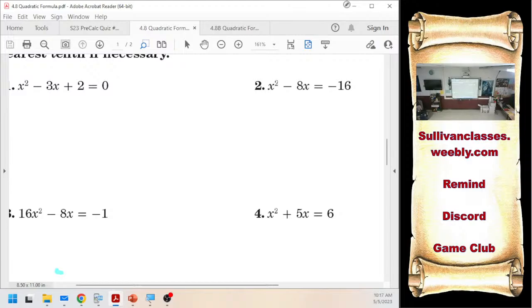So would it be 1? A is 1. Yep. B is -8. C is 16. But the catch is, use parentheses to write this out. Okay? Okay.